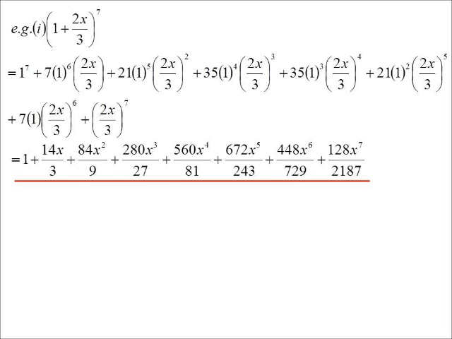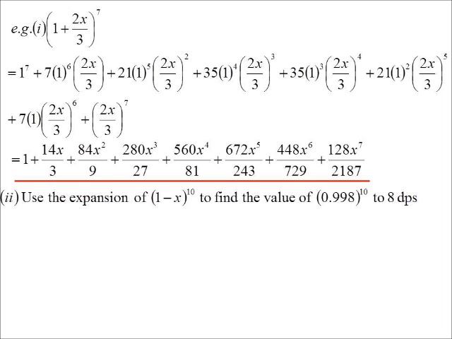So knowledge of that triangle, knowledge of those coefficients certainly saves us a lot of time. Yes, it's still a fair bit of work there, but we don't have to expand out and expand out and expand out and expand out.